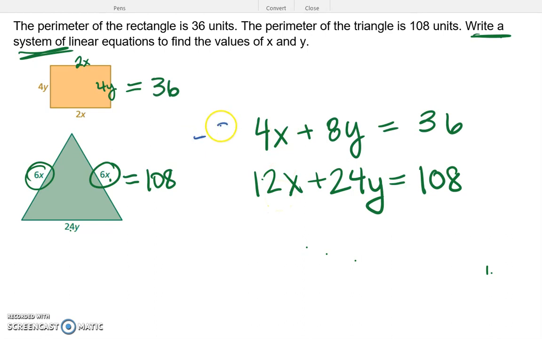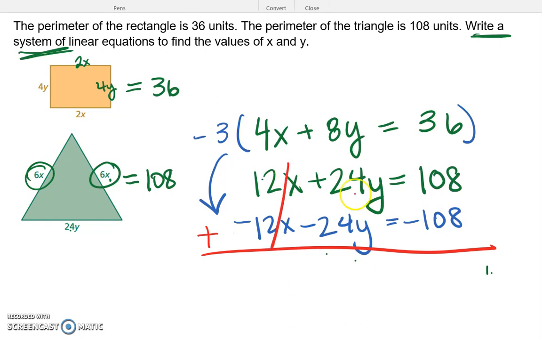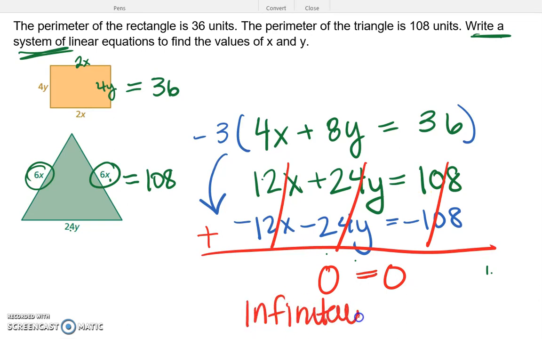So we need to multiply this top system, and I'm going to choose negative 3 to get my x's to eliminate. So that becomes negative 12x minus 24y, and 36 times negative 3 is negative 108. And as you can see, if you add these two systems together, absolutely everything eliminates again. And 0 equals 0, which means this problem has infinitely many solutions.